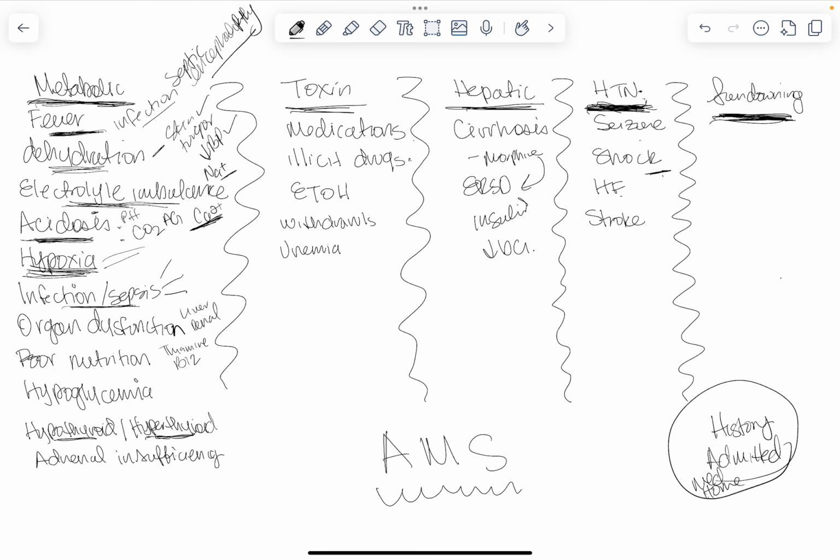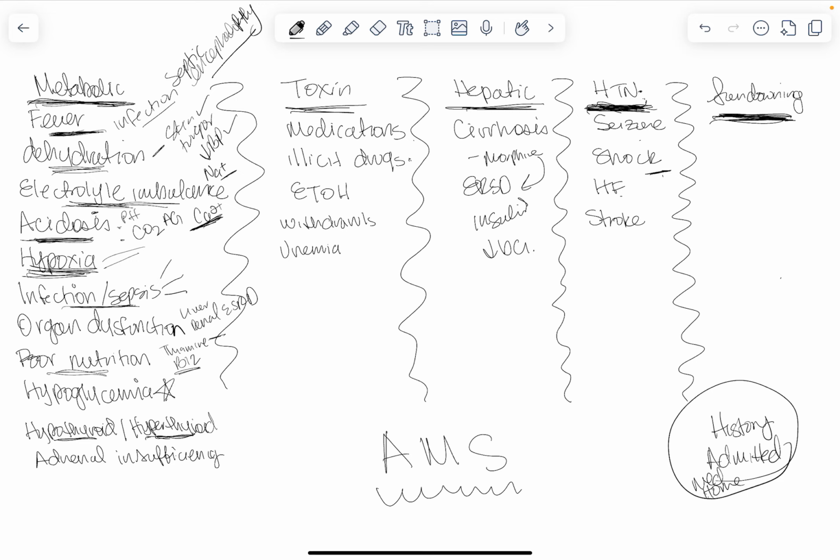Next is organ dysfunction. With organ dysfunction, you think of cirrhosis, you think of renal failure. Are they ESRD? They may need dialysis. Liver cirrhosis, we'll get more into that in a little bit. Poor nutrition, thiamine deficiency, you think of Wernicke's, B12. These also can cause confusion.